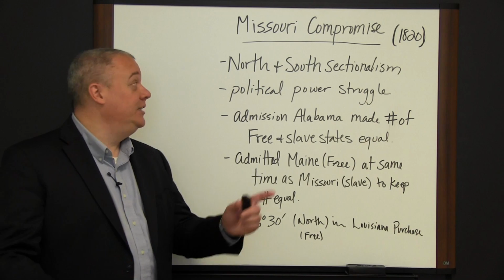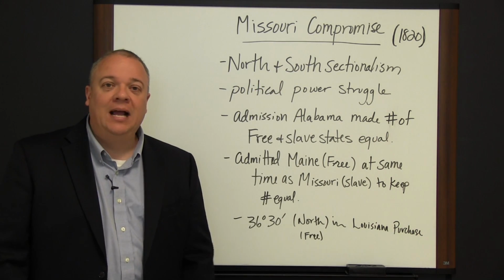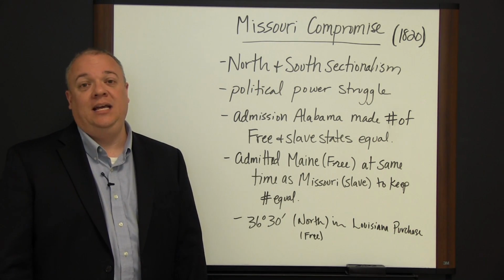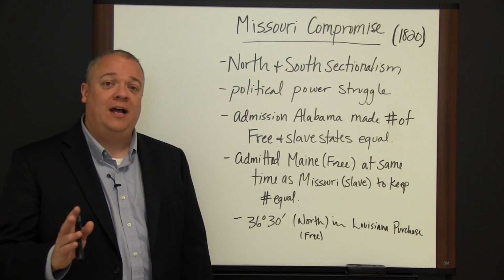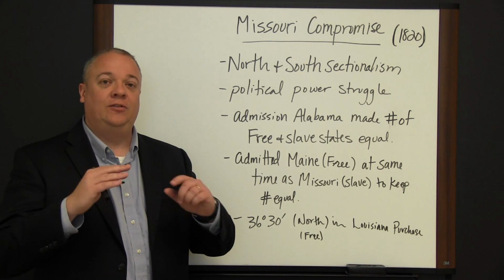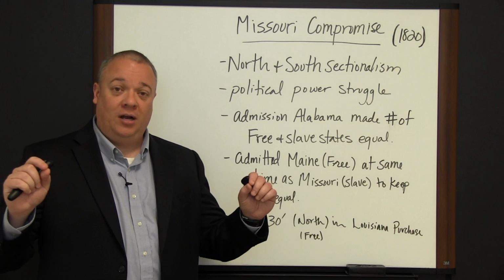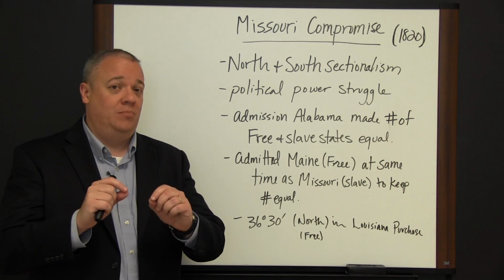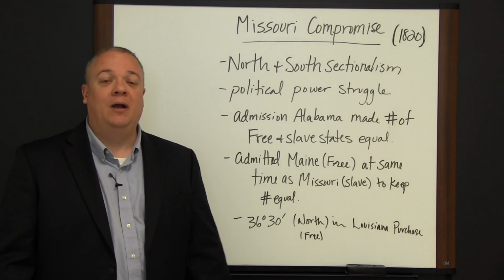Well, recently, just prior to this, in 1819, Alabama had been admitted as a state and as a slave state, and with the admission of Alabama, the number of slave states and free states had once again been brought to equality. They were the same number. And with that equilibrium, they were happy.